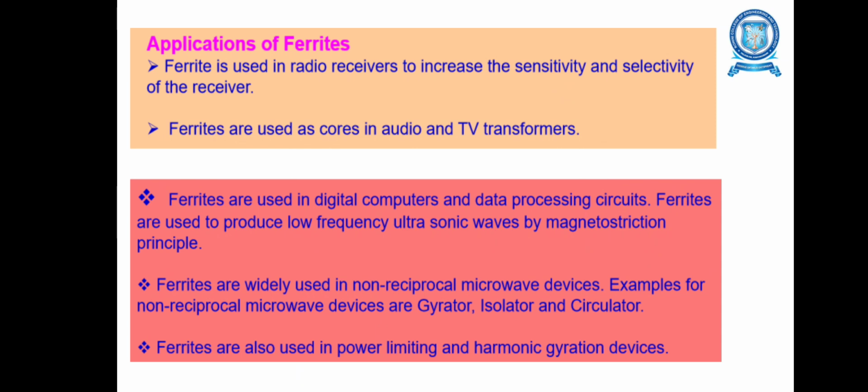Examples of non-reciprocal microwave devices are the gyrator, isolator and circulator. Ferrites are also used in power limiting and harmonic generation devices.